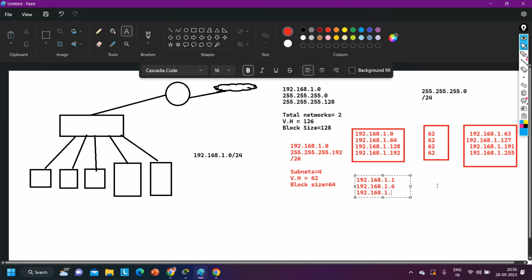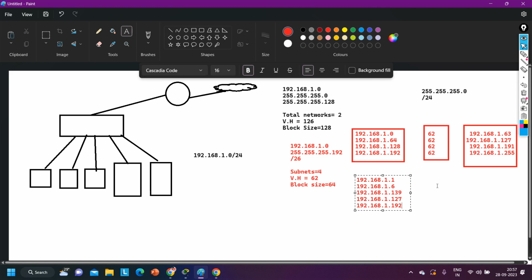The network ID is 128, so the answer is 139. Sorry, 139. And what is the broadcast ID of the second network? The broadcast ID of the second network is 127.